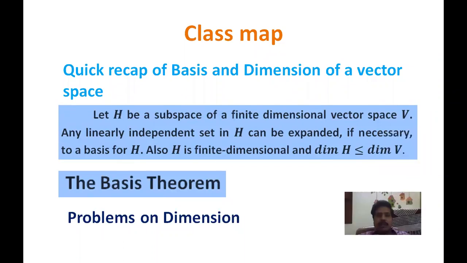Let us first quickly recap the definition of basis and dimension of a vector space, and we prove a statement that H is a subspace of a finite dimensional vector space V. Any linearly independent set in H can be expanded if necessary to a basis for H, and H is finite dimensional and the dimension of H is less than or equal to that of V. We will prove this statement, and later we prove the basis theorem. Finally, we solve some of the problems on dimension.